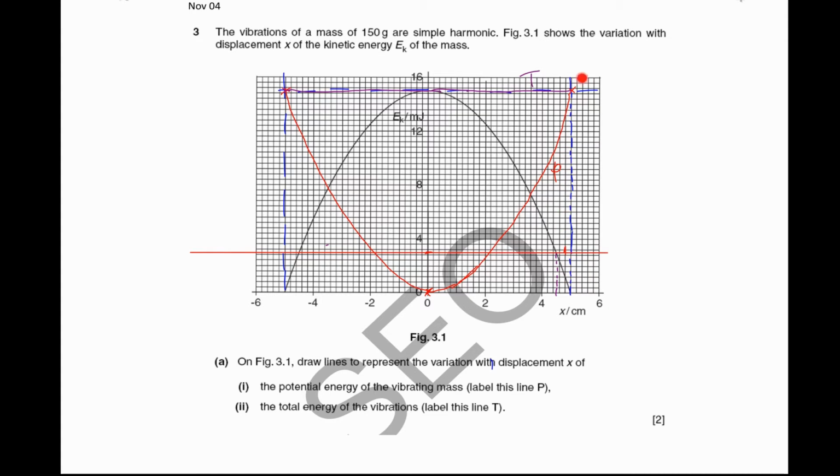That means this is your amplitude, so this is your maximum. How do I know what the maximum value is? Can you see this maximum KE? It must be the same as your maximum PE. So the amplitude also must be the same. Maximum energy must be the same.